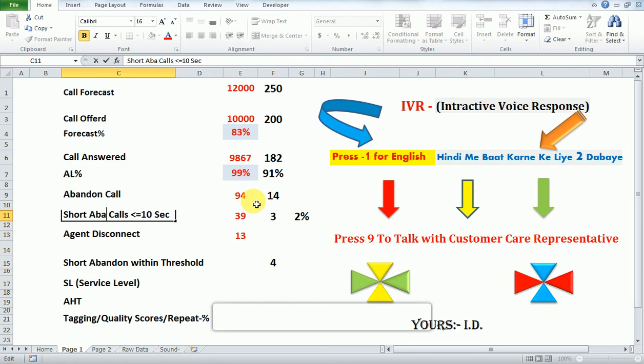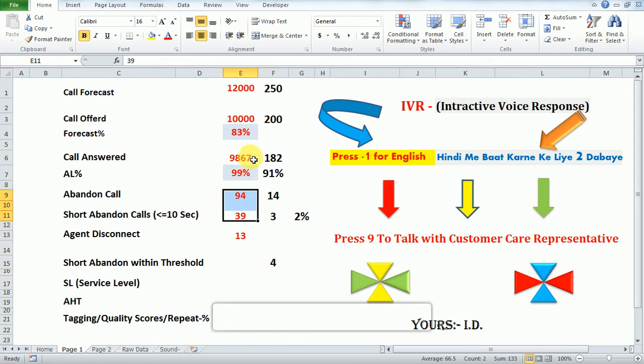I'm just mentioning it as short abandoned calls. It is taken as below 10 seconds, according to some assumed numbers, but it depends on the process. These things are pre-decided by the client and the company, what the threshold time will be.